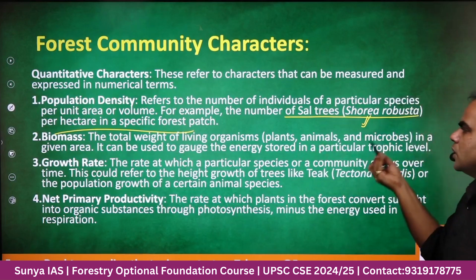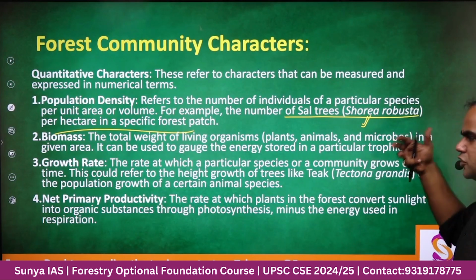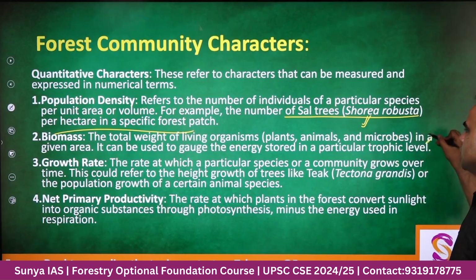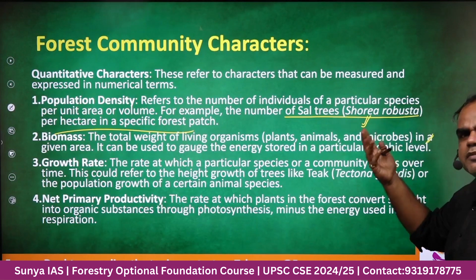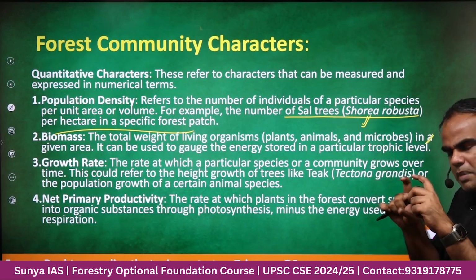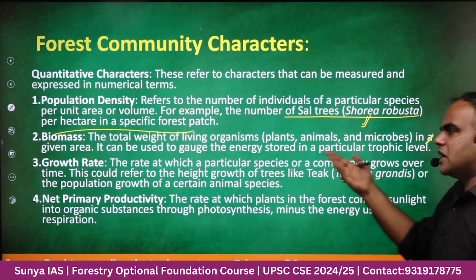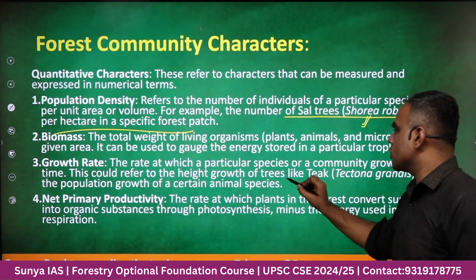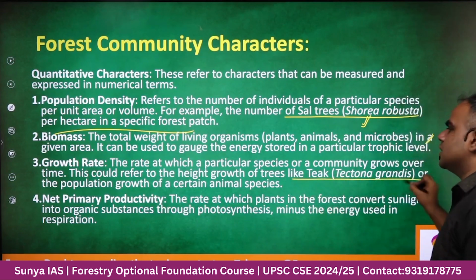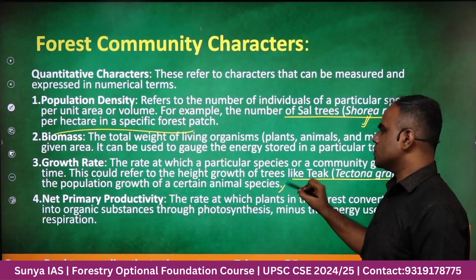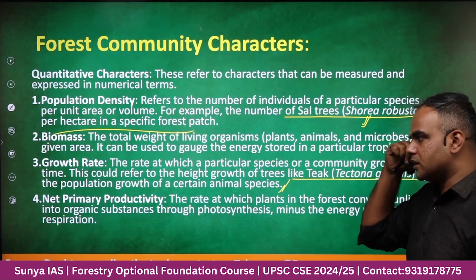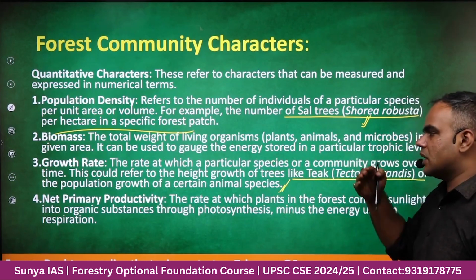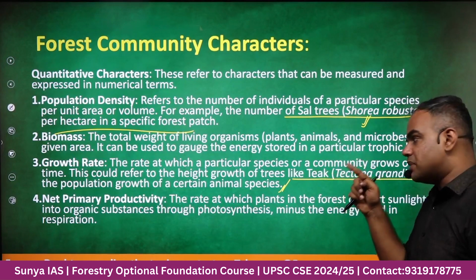Biomass: whatever is the energy, etc., in biomass, you have to think about. In pyramids of biomass you already know that you actually measure the weight of living organisms in an area, right? Growth rate also: if I'm talking of the height of teak, or population growth rate, you can think about this whole part here. Growth rate can also be understood. And last is net primary productivity.